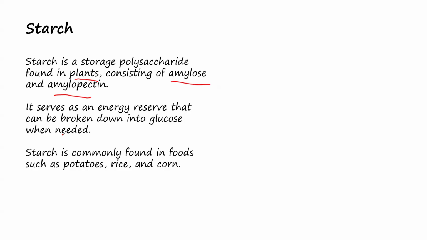We know that as humans, we take most of our carbohydrate in the form of starch. After we break it down, it releases glucose. So we have amylose and amylopectin. Amylose is linear and amylopectin is linear and branched. Starch is commonly found in foods such as potatoes, rice, and corn. So these are the main sources of starch.